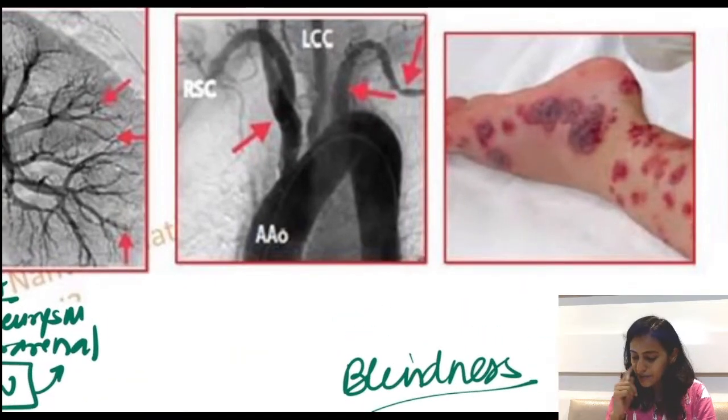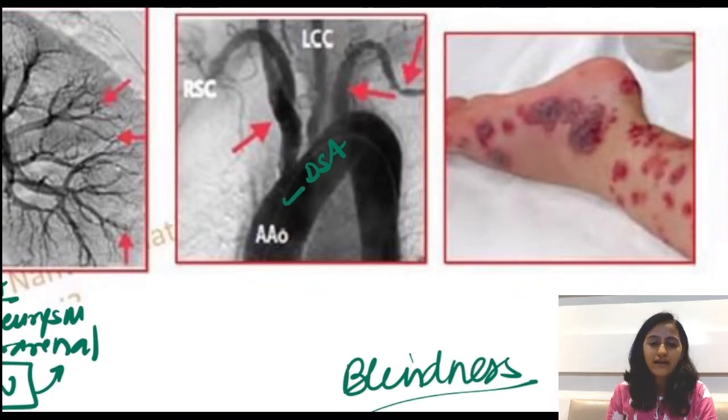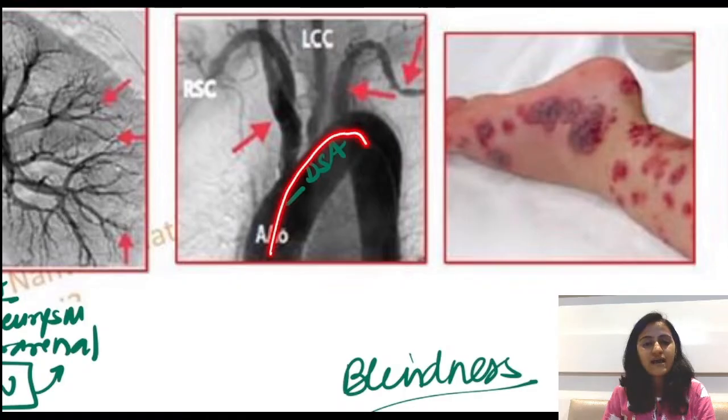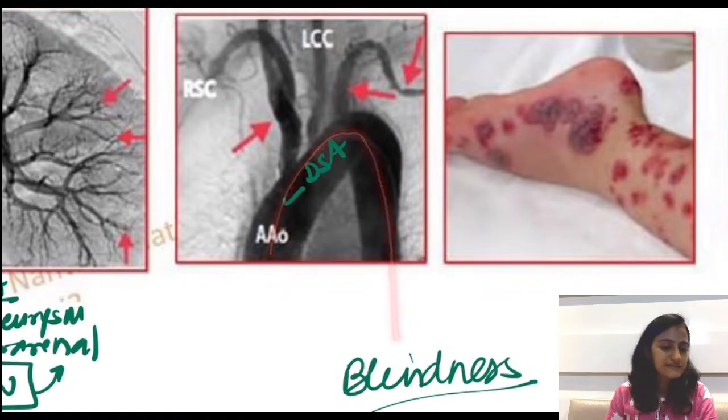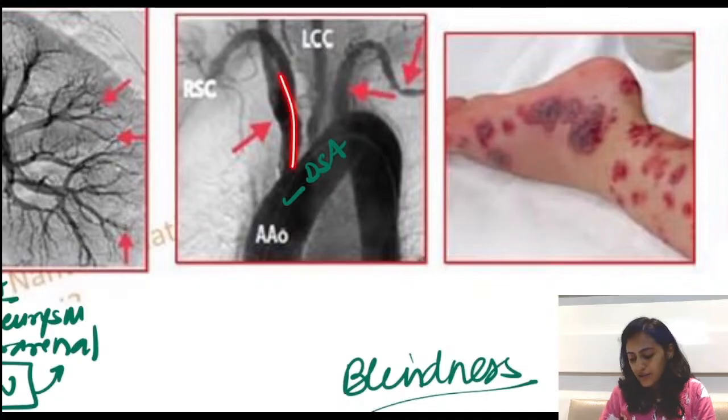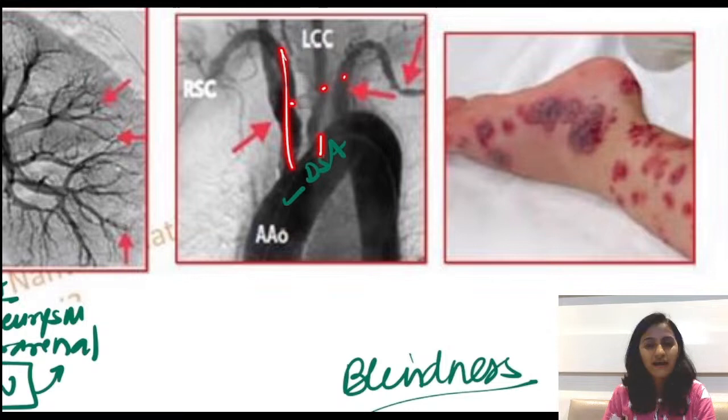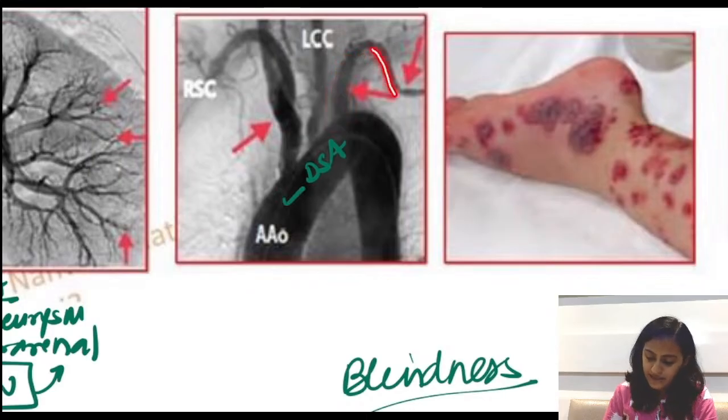Again, the next one that we have here, this investigation is again a DSA, showing the black vessels. What I'm seeing here is the arch of aorta, then becoming the descending aorta. Look at the three branches from the arch of aorta: brachiocephalic, left common carotid and left subclavian. Look at the left subclavian artery diameter here. What is happening to the left subclavian? It is narrowing.